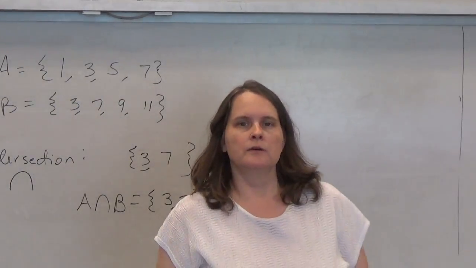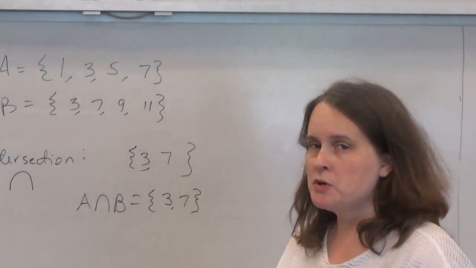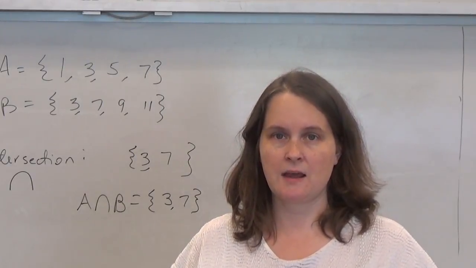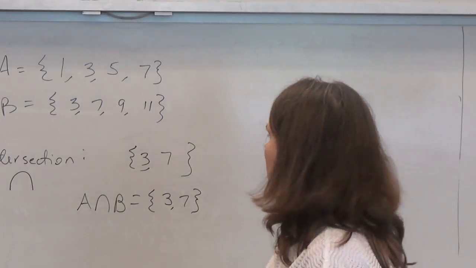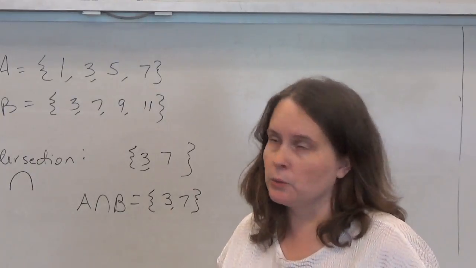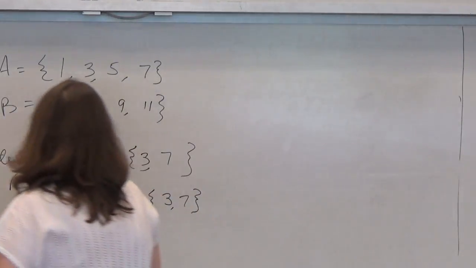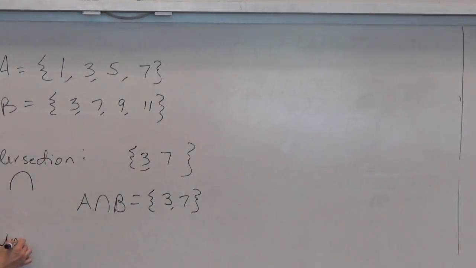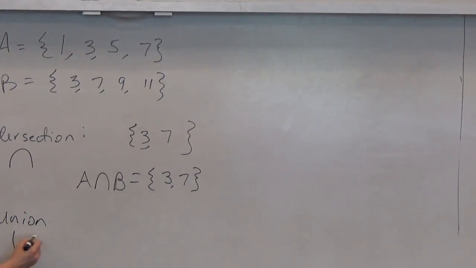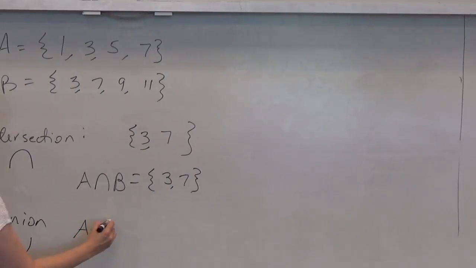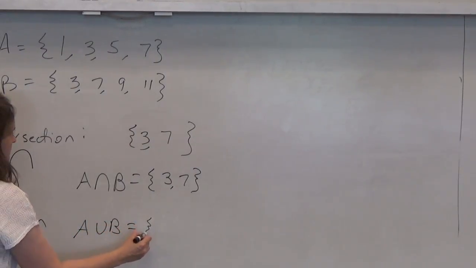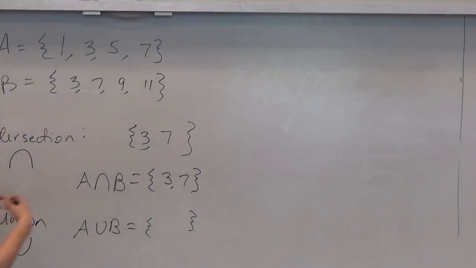Union is a little bit different. Union means you basically take everything. It all goes together. The symbol for union looks like a U. This is the union symbol. So we can say A union B. And again, union just combines it all.